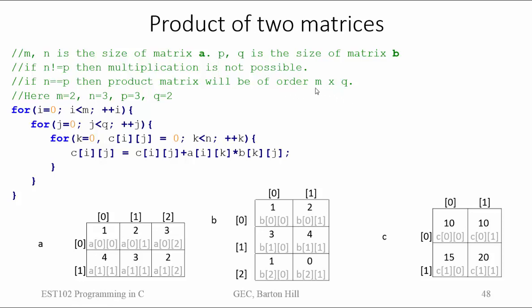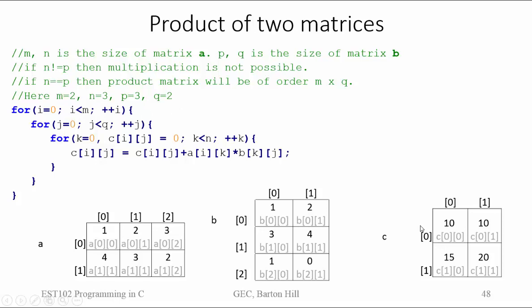Okay. Now in the example we are considering two matrices, A which is of order 2 by 3, so m equal to 2 and n equal to 3, and B is of order 3 by 2, so p equal to 3 and q equal to 2. Matrix multiplication is possible since n and p are equal to 3, and the resultant matrix will be of the order m by q, which is 2 by 2.